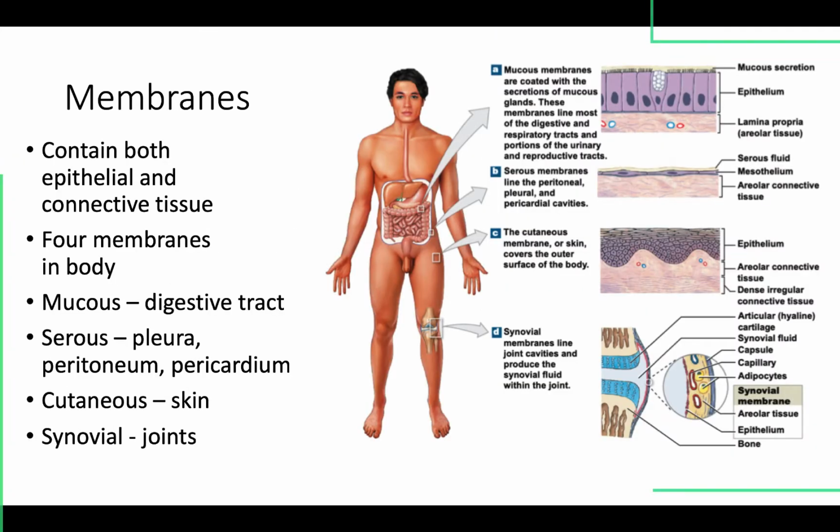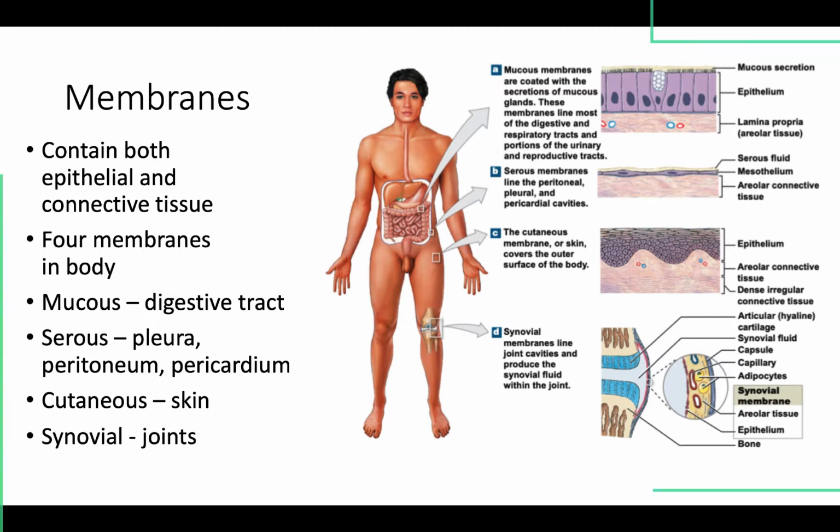Now there are some things that are called membranes. I want to talk about this before I go on to the next group of connective tissue. Membranes are in your body when you have one layer of epithelial tissue and one layer of connective tissue. And there's 4 different membranes. The mucous membranes up here, you can see this is the columnar, and then below here we have areolar. That's a mucous membrane. We find mucous membranes in the digestive tract.